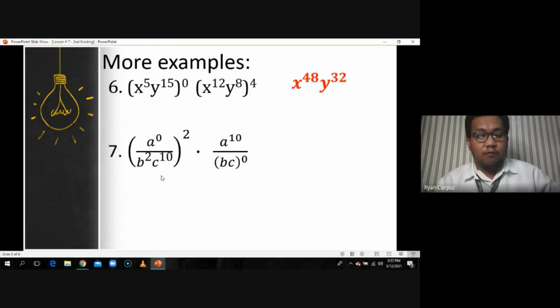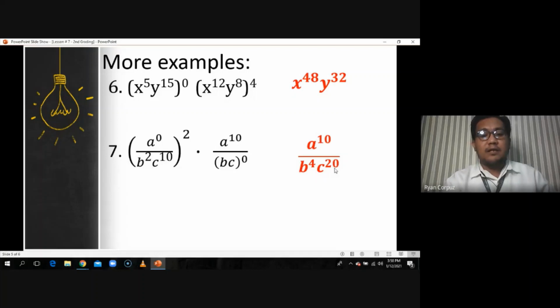So b raised to 4, c raised to 20. So that is 1 over b raised to 4, c raised to 20. And what's in your numerator is a raised to 10 because this is already 1. So simply multiply 1 times a raised to 10, you come up with a raised to 10, then simply copy what is on the denominator part. So we'll come up with a raised to 10 over b raised to 4, c raised to 20.